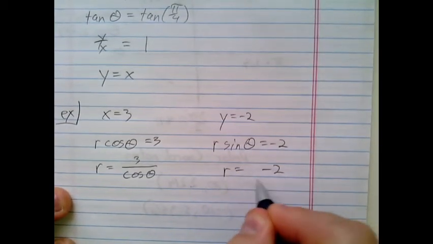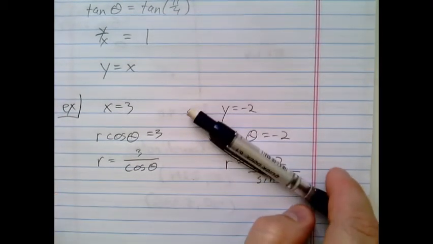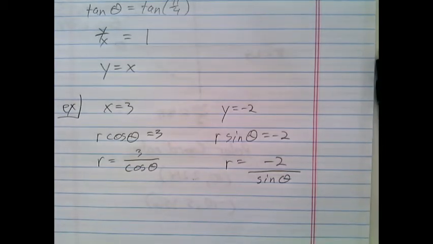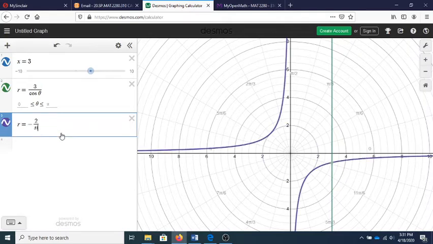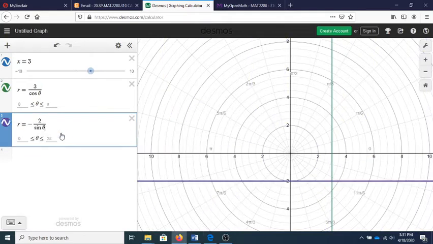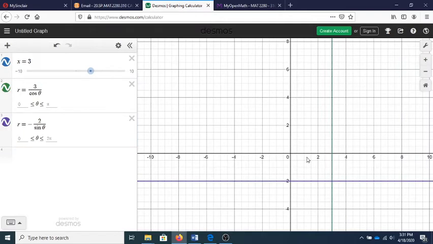And again, if I solve for r, I get -2 over sine theta. Let's see if that gives us a horizontal line that goes through y equals -2. Alright, so r equals -2 over sine theta. Boom, it did it. Gave me a horizontal line, goes through y equals -2. If I flip back over to the rectangular grid there, that just makes it even more obvious.